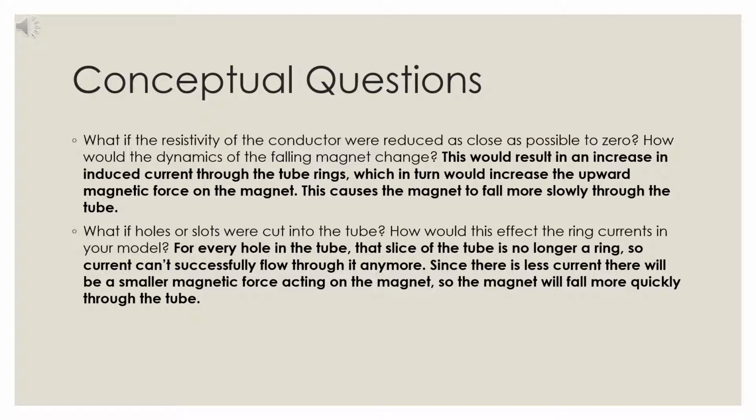If there were holes cut into the aluminum tube, then the horizontal slices of the tube at those spots would no longer be full rings, so the current couldn't flow anymore. Less current means a smaller magnetic force would be acting on the magnet, so the magnet will fall more quickly through the tube.